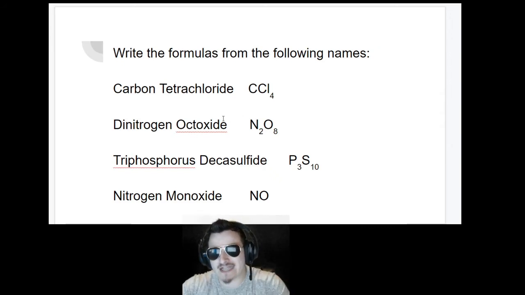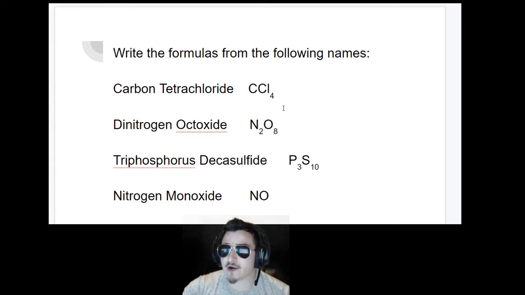Dinitrogen octoxide. These prefixes are straight up telling you how many of each element there are. The di goes with the nitrogen. The octo goes with the oxygen. So there's two nitrogens, eight oxygens. If you got it wrong, you probably did N8O2. That would probably be the number one most missed way of doing this.